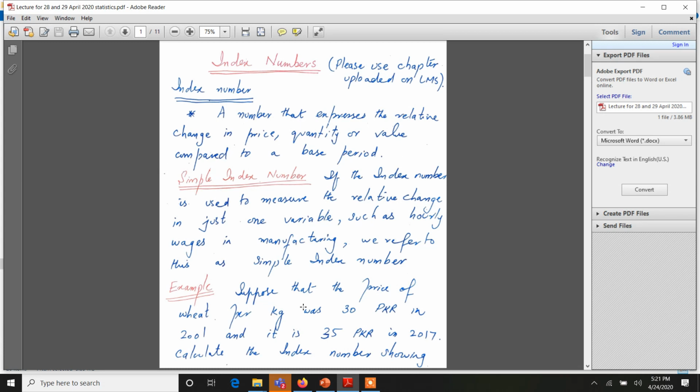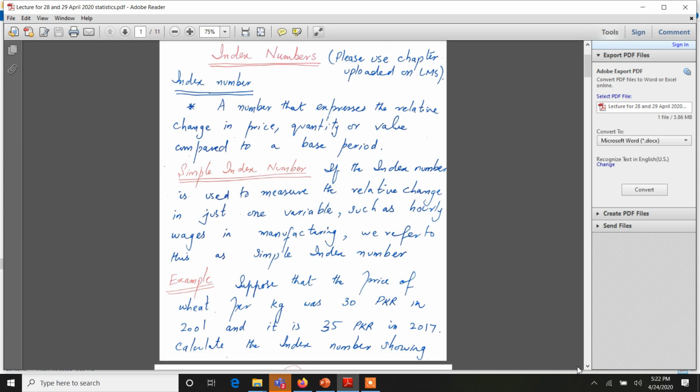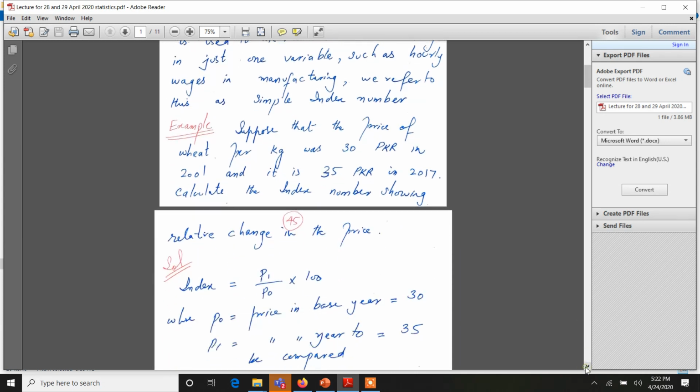As an example, suppose that the price of wheat per kg was 30 PKR, or Pakistani rupees, in 2001 and it is 35 PKR in 2017. Hypothetically, in the year 2001 the price of wheat was 30 rupees per kg, and in 2017 the price of wheat became 35 rupees per kg. Now calculate the index number that shows the relative change in the price.